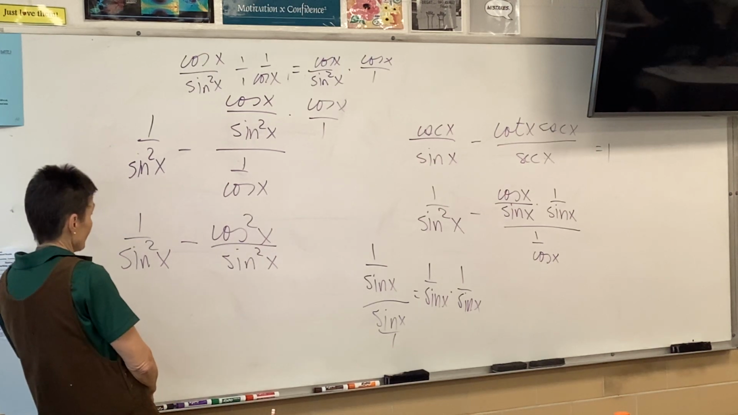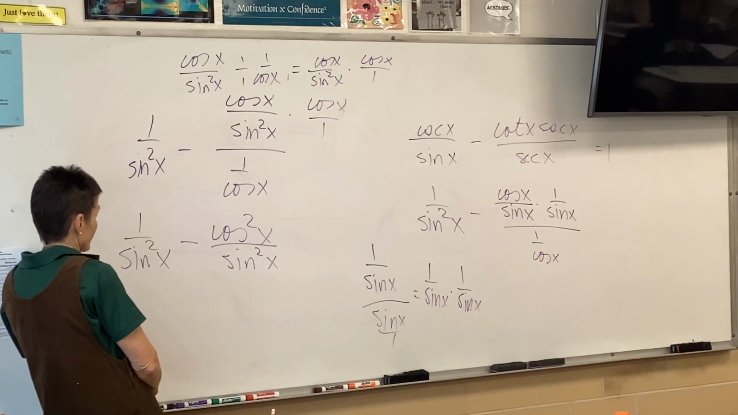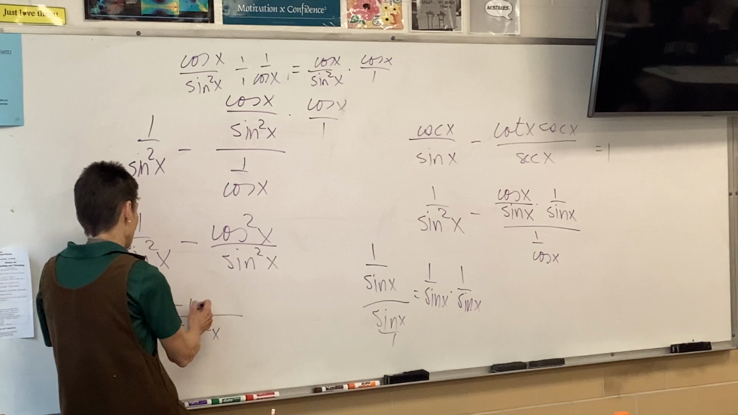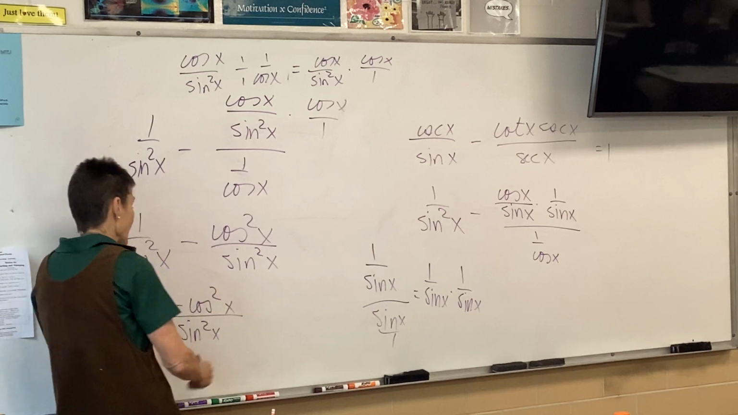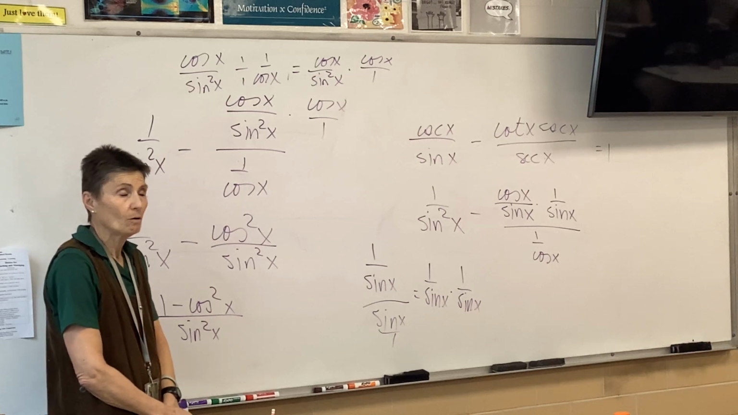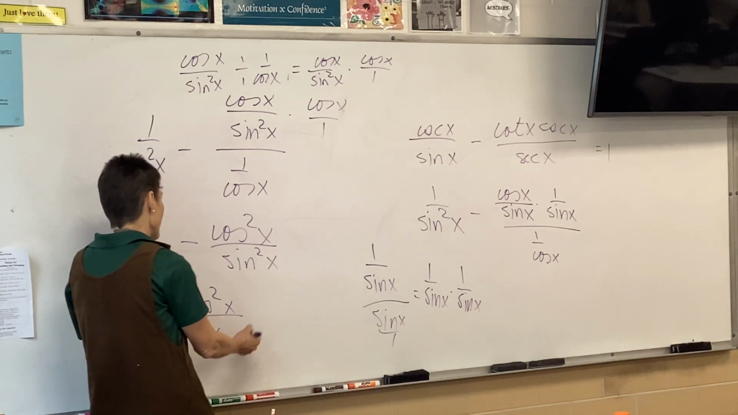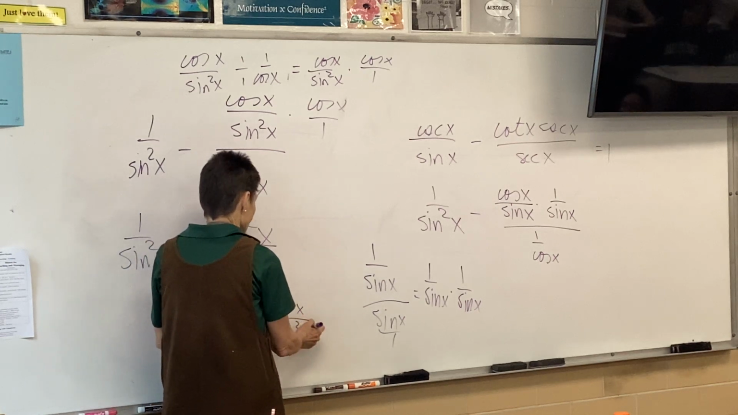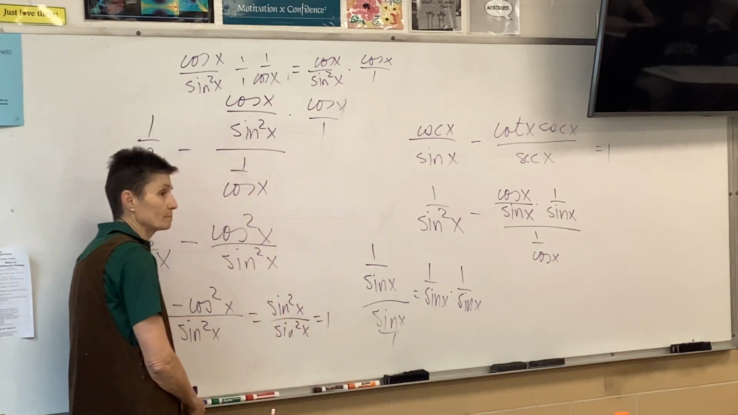What do you notice here? Combine them. We can actually put them together because they already have a common denominator. And what do you notice about the numerator? It's sine squared. Oh my gosh, so we have sine squared over sine squared, which is 1.